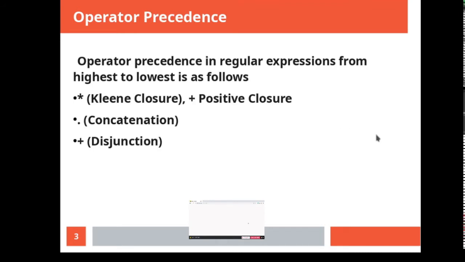For the precedence of operators, Kleene closure has the highest precedence, and after that you have the positive closure. After Kleene and positive closure, next in order is your concatenation, and disjunction follows after concatenation.